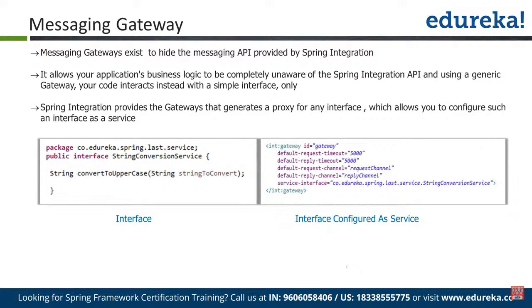The messaging gateway exists to hide the messaging API provided by the integration framework. It allows your application's business logic to be completely unaware of the Spring Integration API, and using a generic gateway, your code interacts instead with a simple interface only. So Spring Integration provides gateways that generate a proxy for any interface and allow you to configure such an interface as a service. So whatever we have discussed so far, just to let you know the functionality, the flow, how the flow works behind the scenes. JMS is one of the most complex things in J2EE.